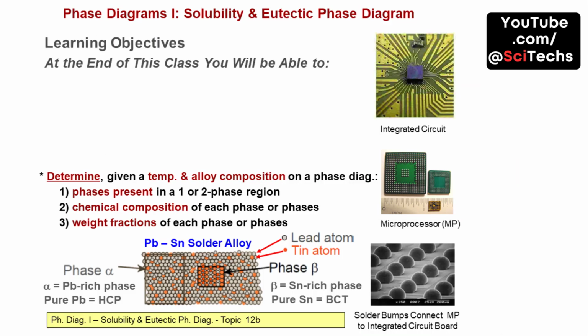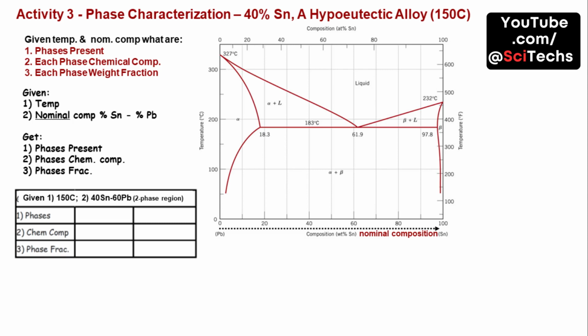Revisiting our learning objectives, we ensure that you can determine phases, understand chemical compositions, and calculate weight fractions in phase diagrams. These skills are fundamental for materials science. In Activity 3, we characterize a 40% Sn hypoeutectic alloy at 150 degrees Celsius. This hands-on activity solidifies your understanding of phase diagrams and their practical applications in material characterization.